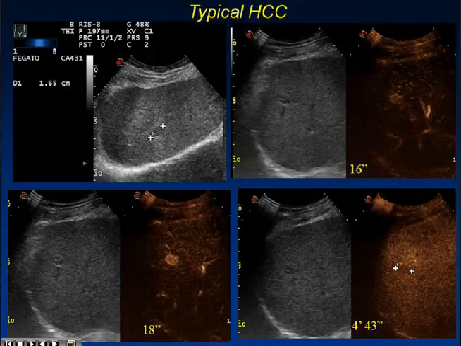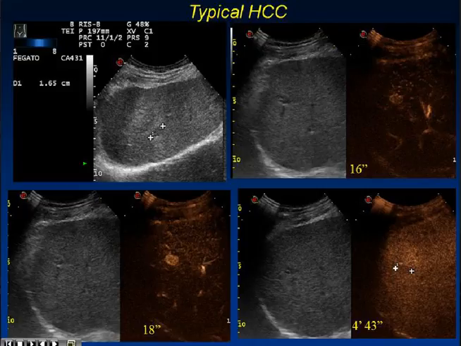This is a patient already treated for cancer. He has a new lesion here. This is the subcostal scan. This is the intercostal scan, a barely detectable lesion. At 16 seconds starts the hyperenhancement. At 18 seconds, clear hyperenhancement. And in the late phase, it washes out. You see that the washout is very faint.